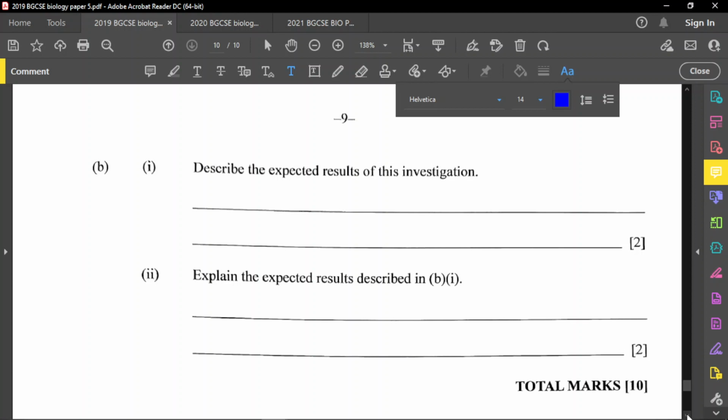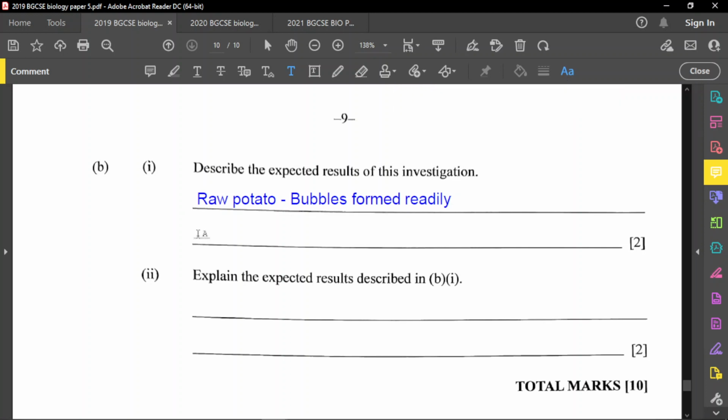All right, so for part B now, part B1 is to describe the expected result of this investigation. Now remember, we have raw potato and cooked potato, and catalase is an enzyme. In the raw potato, because catalase is found in living tissue, the raw potato will have catalase, and so what you expect to see is bubbles forming. You're going to see bubbles formed readily, or easily, or a lot of bubbles will form, or bubbles form immediately. Once you have the formation of bubbles, you're going to get the mark. I could tell you that.